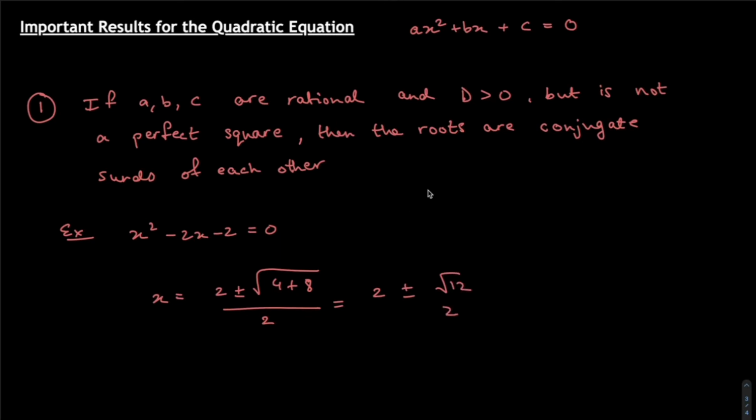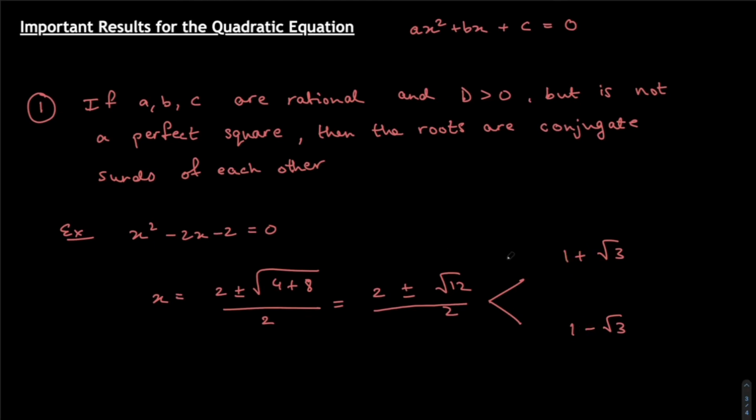So now what this means is conjugate surds. When I simplify this a bit more, what I'm going to get is 1 plus square root of 3 and 1 minus square root of 3. So these are the 2 roots that I'm going to get. If you look at them very closely, you can see that they're almost the same. The only thing that differs is the sign: there's a plus sign here and there's a minus sign here. That's the only thing that's different.